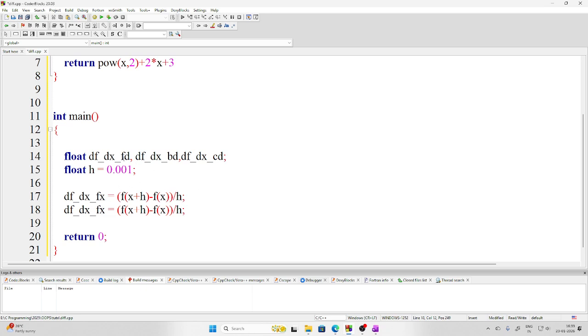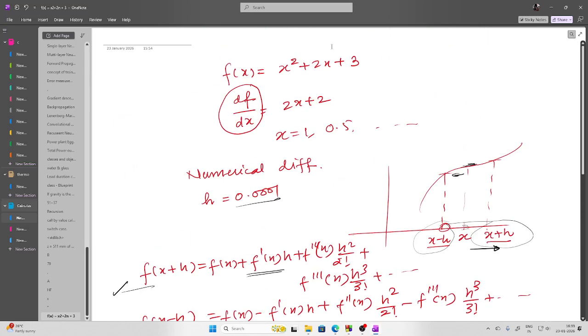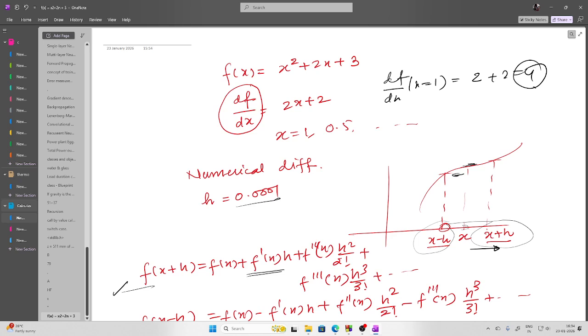So this is dfdx forward difference. This is the backward difference, and this is nothing but f of x minus f of x minus h, divided by h. Now the question is where this function has to be evaluated. It has to be evaluated at some value of x. Let's say that value of x is 1. I am interested in 1. If you again move to the expression, the exact value of df/dx when x is equal to 1 is nothing but 2 plus 2, that is 4. So our answers should come out as 4.